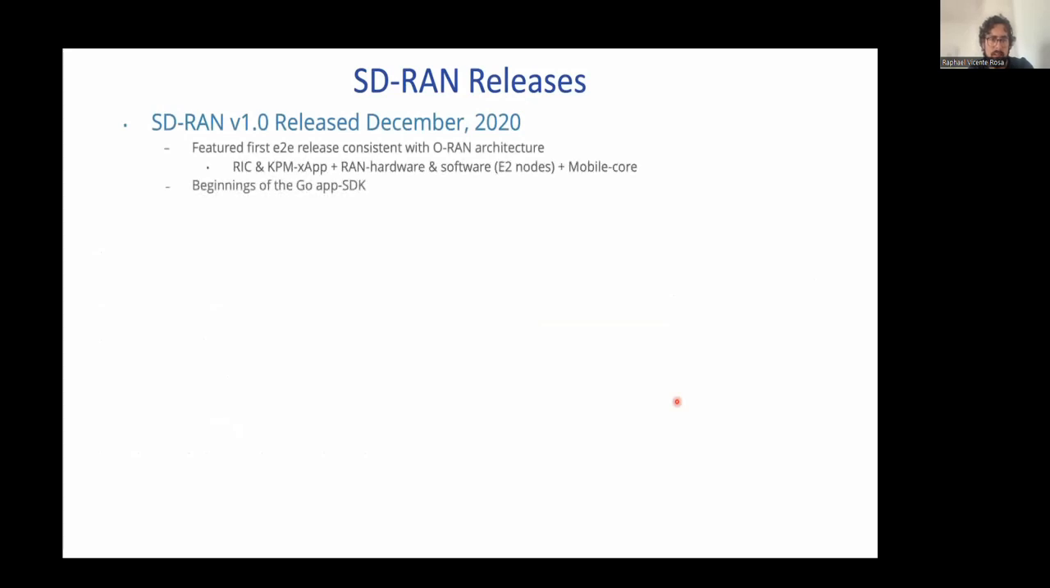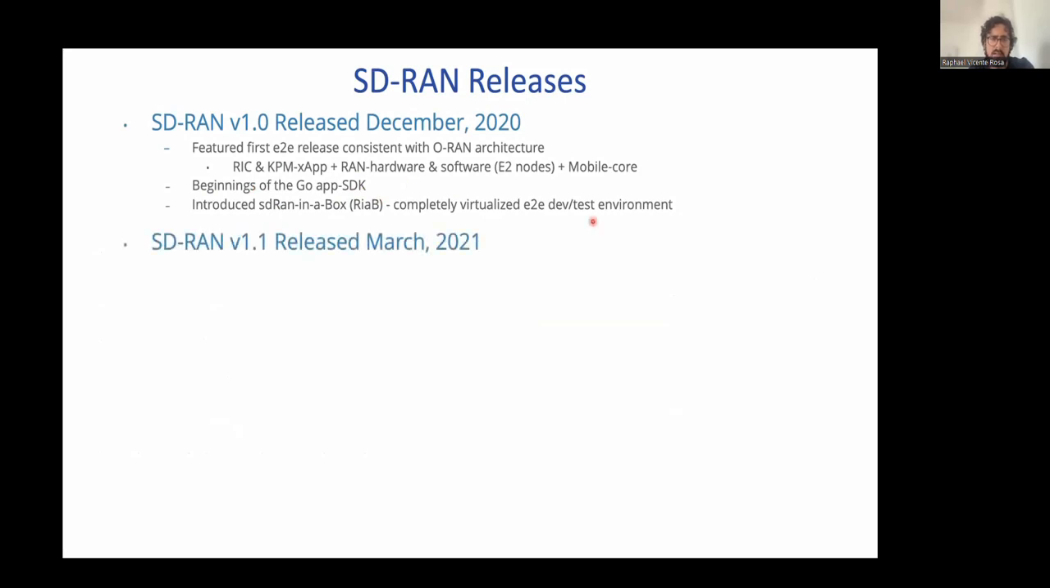So here, I'm going to describe a little bit about what was done in each one of the previous SD-RAN releases that already took place. Initially, in the definition of the SD-RAN project release 1.0, it was defined the development of the Go-based SDK, the integration of RAN components and KPM xApp with the E2T component in the O-RAN architecture, through the definition of this set of components that I'm going to talk more about later, SD-RAN in a box, that allows the deployment of an end-to-end environment for development and testing in a single laptop.